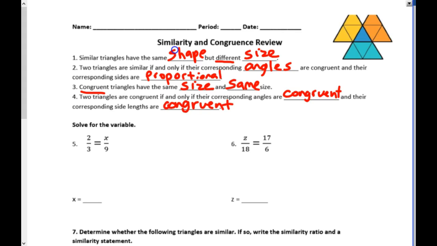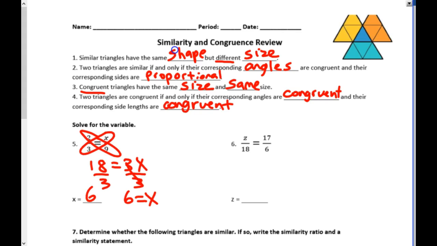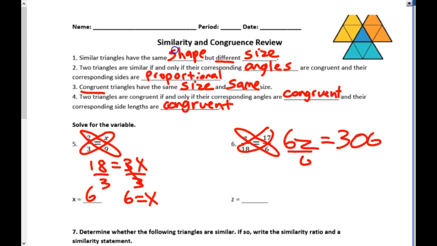Alright, so number 5, solve for the variables. 2 times 9 is 18. 3 times x is 3x. Divide by 3, and you get 6. Same thing here. z times 6 is 6z. 18 times 17 is 306. Divide by 6 to get rid of that coefficient, and you get 51.